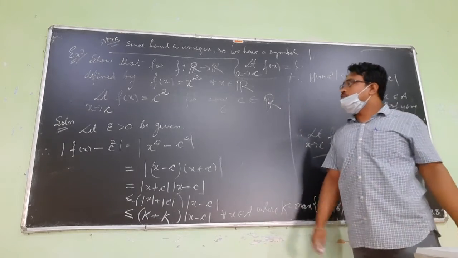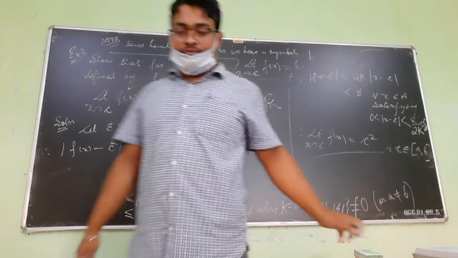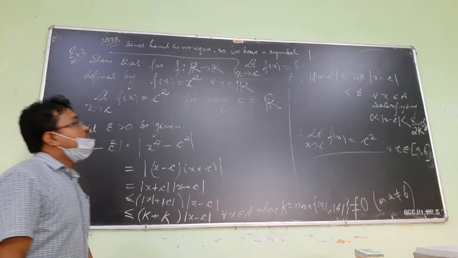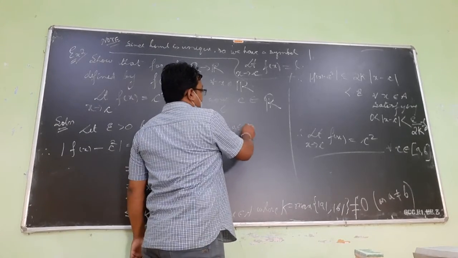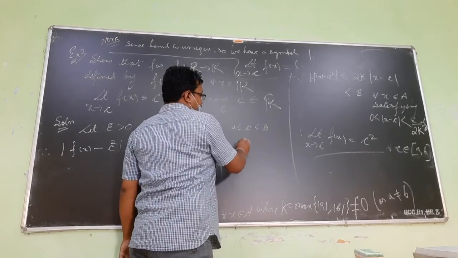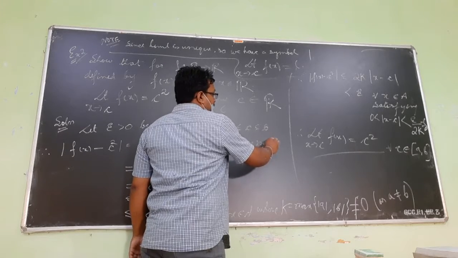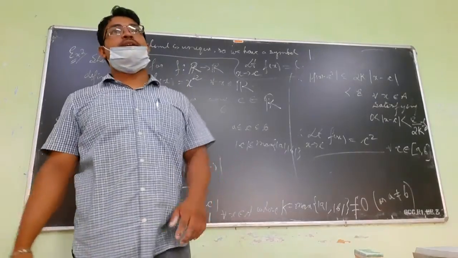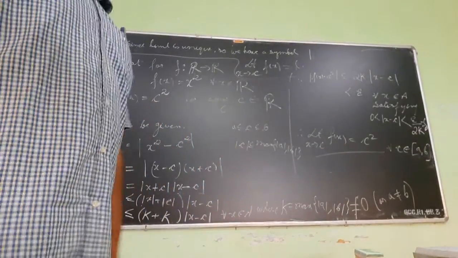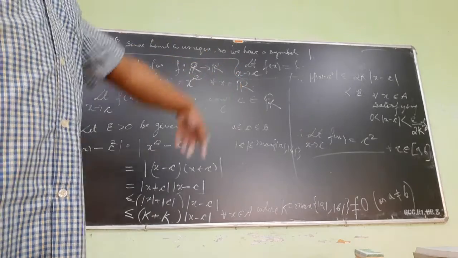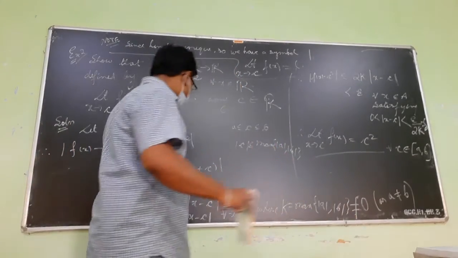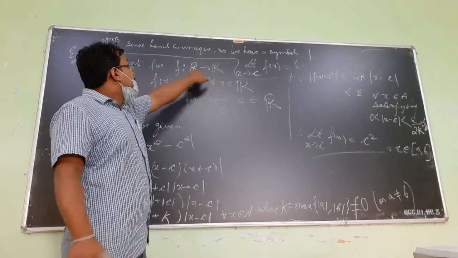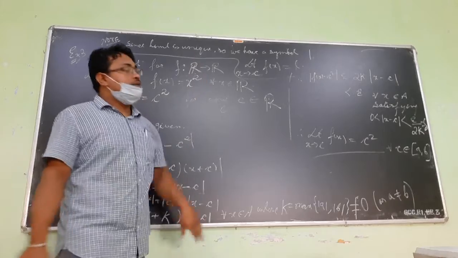Try this now. Sir, what will happen to mod c? C is inside AB. C also lies inside AB, A less than or equal to c less than or equal to B. So mod c is also less than or equal to maximum of mod A, mod B. C is for all c inside AB. Now I have changed. So here the domain is R. Domain is R now.